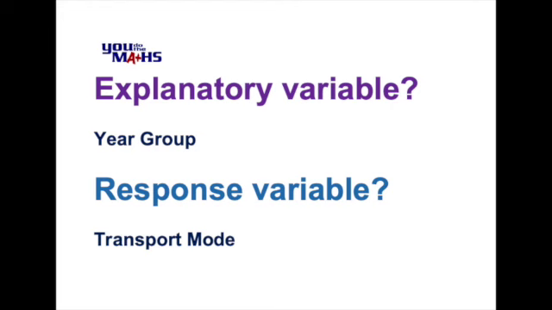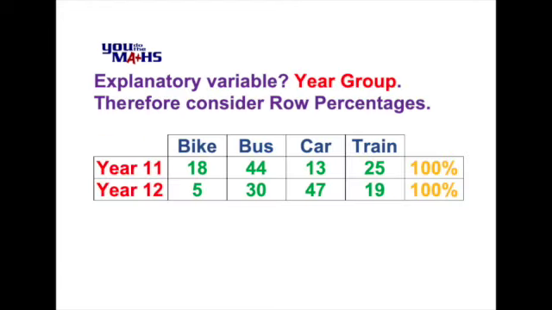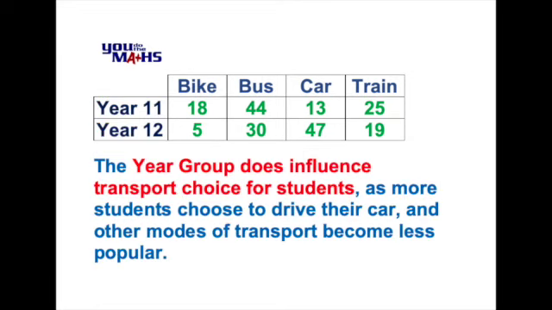So because of the setup of our table, our explanatory variable, which is the year group, goes across the table. In other words, we look at the row percentages. And what that tells us when we compare the percentages, we can see down each of the columns that there's a clear increase in the percentage of students who drive a car to school. We can see that from Year 11 to 12, it's increased from 13% to 47%. So it does appear as though the year group does have some influence on the transport choice for students.